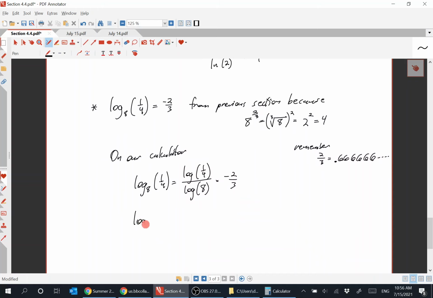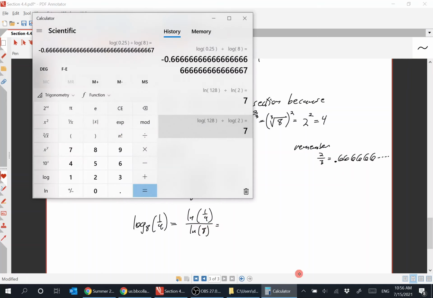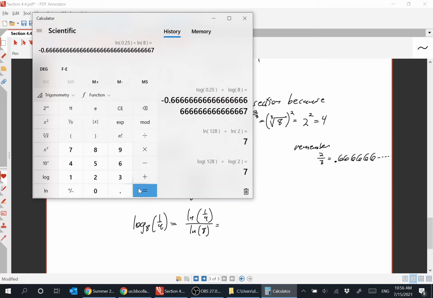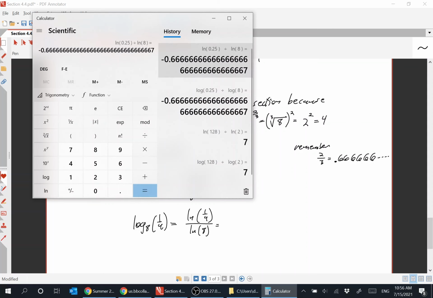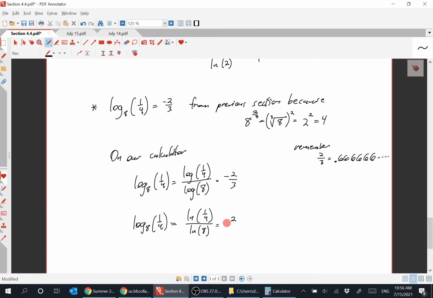And the log base 8 of 1/4 is also equal to, you could use the natural log button. So 0.25 natural log divided by 8 natural log equals 0.6666, so that's negative 2/3 again. Okay, so that's the change of base formula. So calculating logs with other bases is no longer a problem. It can be done on the calculator easily enough.